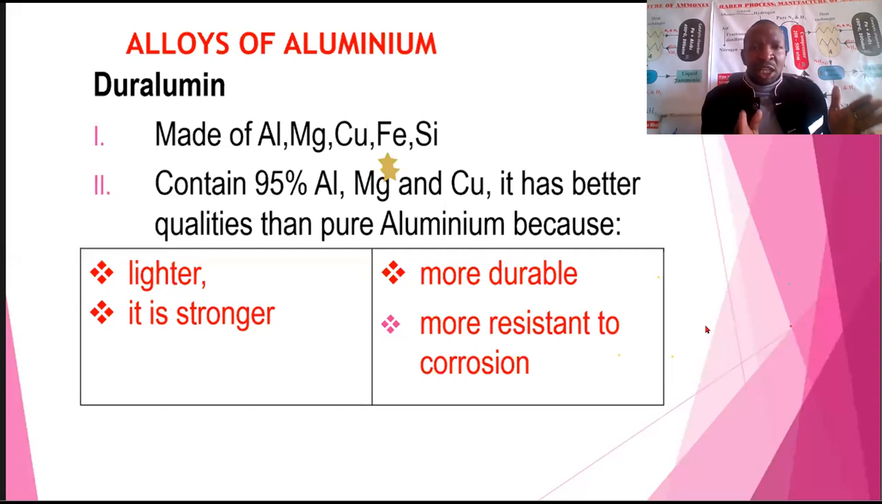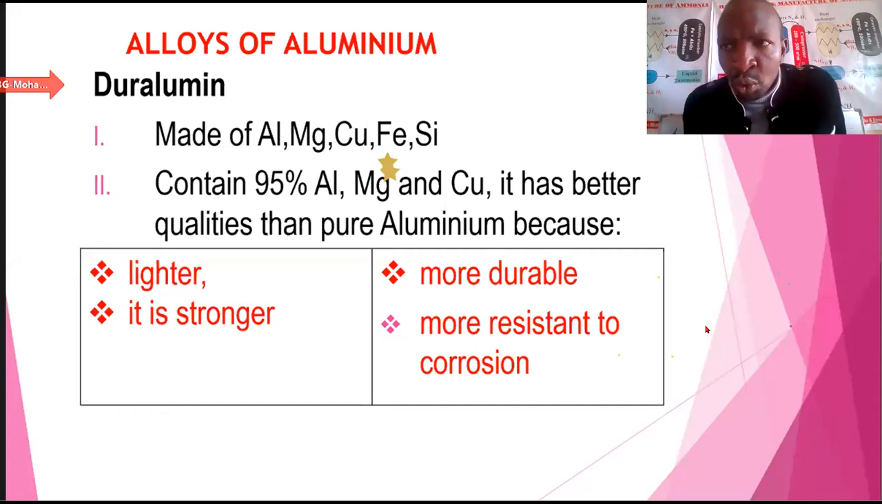No. Yes. Okay, good. So have you done the screenshotting? Yes. So somebody will ask you, why is duralumin used in making aeroplane parts? And you don't say it is strong, say it is stronger, it is lighter, it is more durable and more resistant to corrosion. So remember, duralumin is prepared from aluminium. It is an alloy of aluminium made up of magnesium, aluminium, copper, things like that. Very important for you to be able to understand.